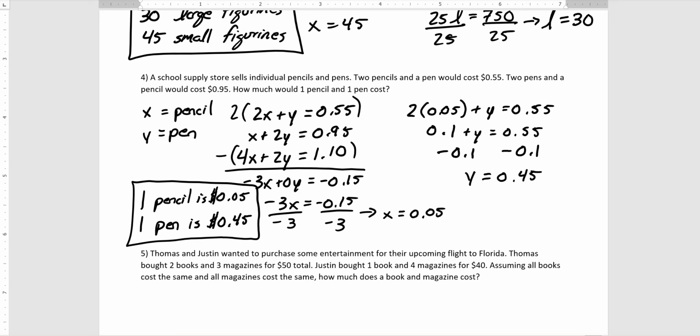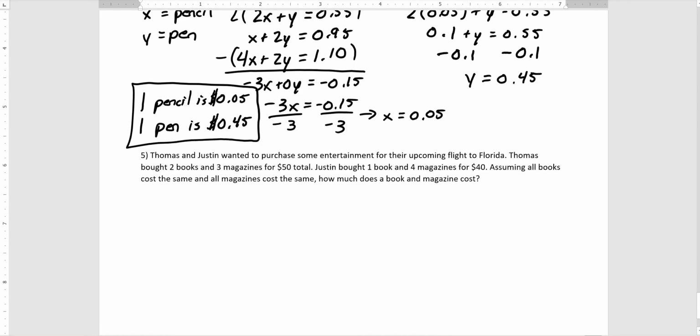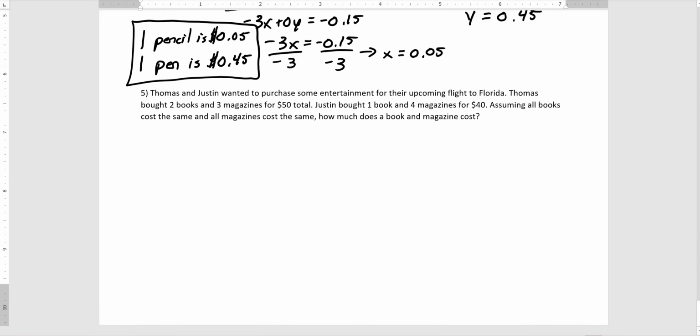Fantastic. Alright, raise your hand if you struggled with that one and you're not really sure maybe where we made a mistake. Otherwise, let's do the last one here, number 5. Why don't you go ahead and give that a shot on your own? Pause the video, try number 5 on your own, and then we'll check it together when you're done.